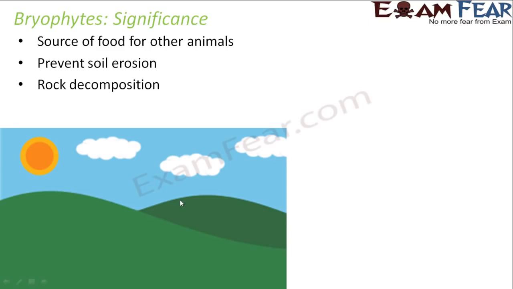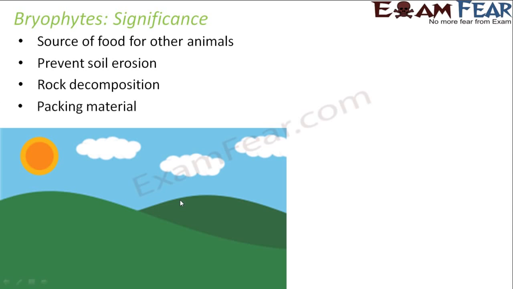Decomposed rocks means they increase the fertility of the soil, which is suitable for growth of higher plants. So initially you had barren rocks. Now when bryophytes started growing up there, it gradually converted that rocky area into dense wood. So now you can see that the fertility of the soil increases a lot, and as a result more and more other plants can be grown there. So it increases the quality of the land.